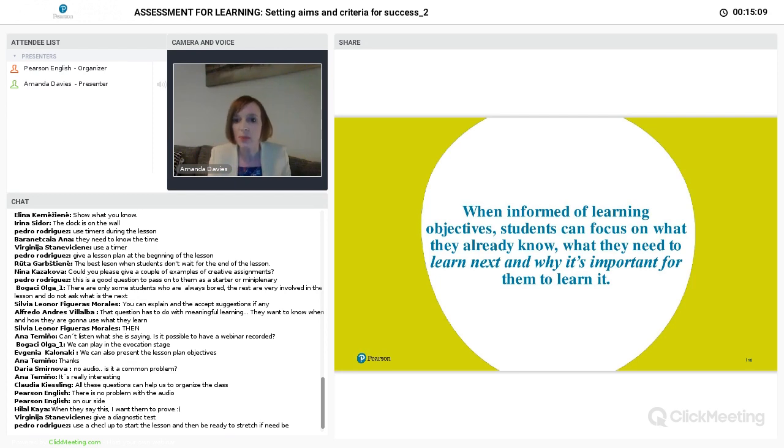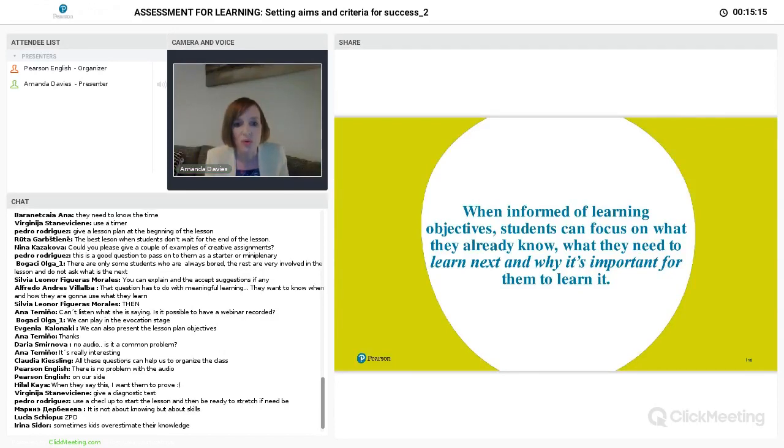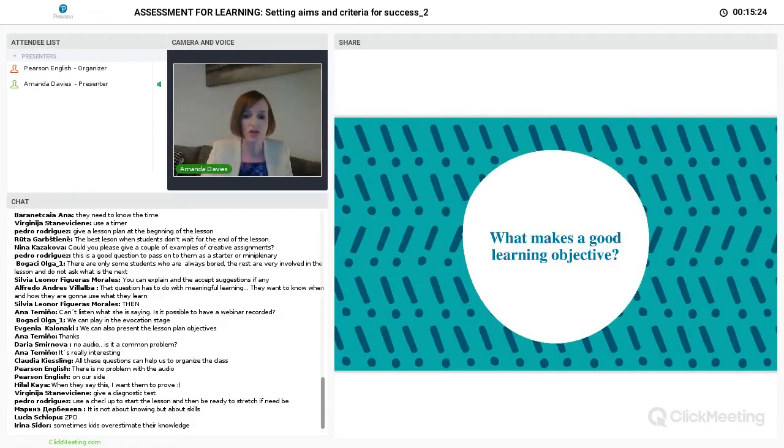So to put it simply, learning objectives help students to focus on what they already know, what they need to learn next, and why it's important for them to learn it. Okay, so what makes a good learning objective?